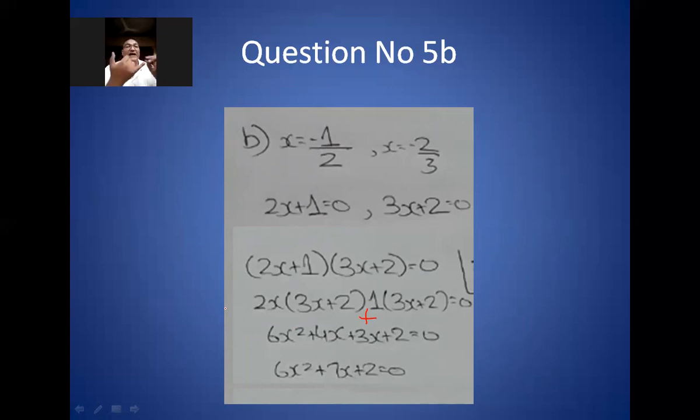So now you will have 6x squared plus 4x plus 3x plus 2 equals to 0. So it will be 6x squared plus 7x plus 2 equals to 0. So this is how from the given roots or from the given solution or from the given values of x, you can form the quadratic equation. So that was question number 5, B part.